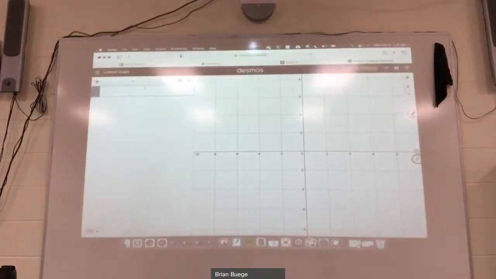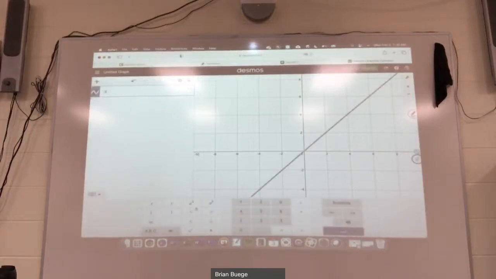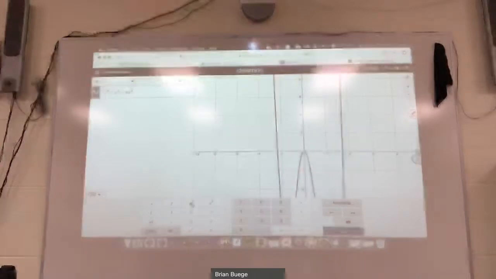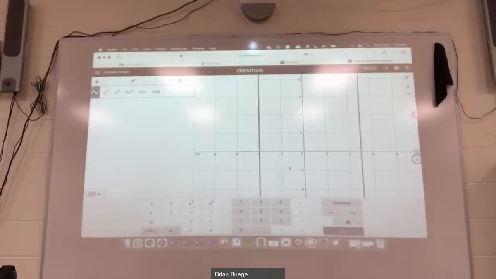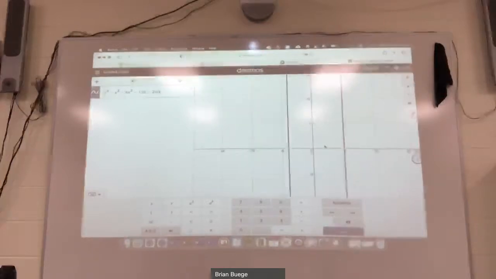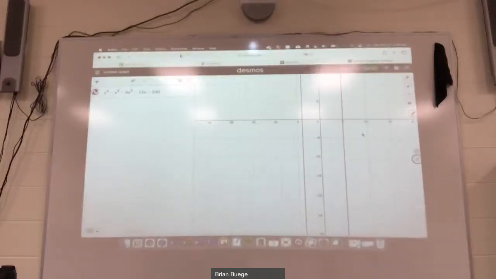All right, so if we put this in, x to the 4th power, x to the 3rd power, 8x squared, minus 12x, minus 240. And so now, if we zoom out here a little bit, we know it's that W shape that we're looking at.